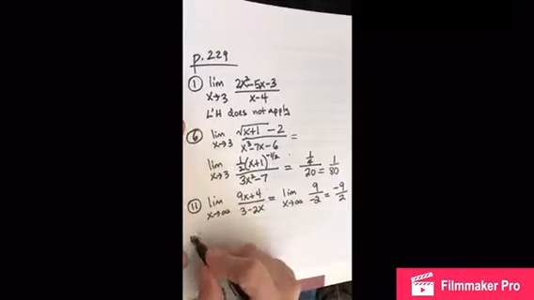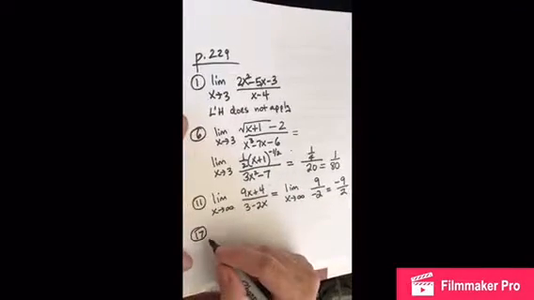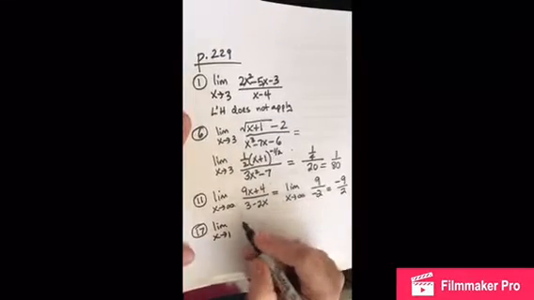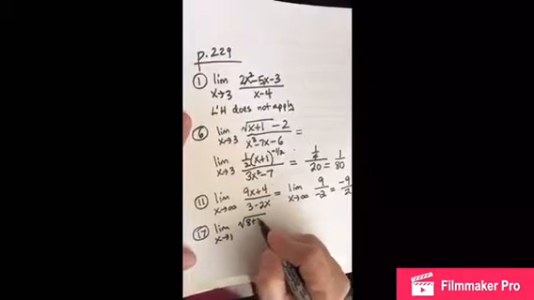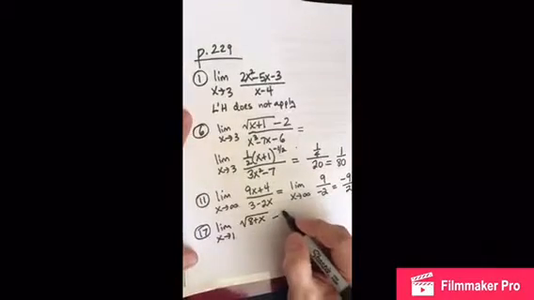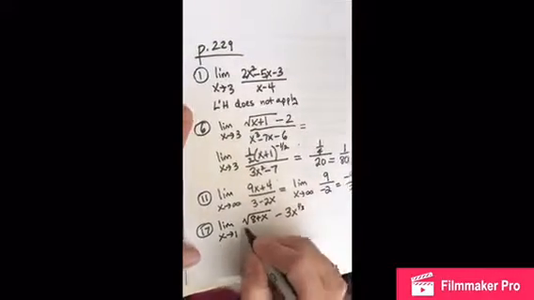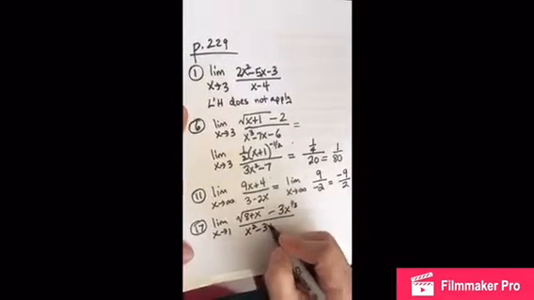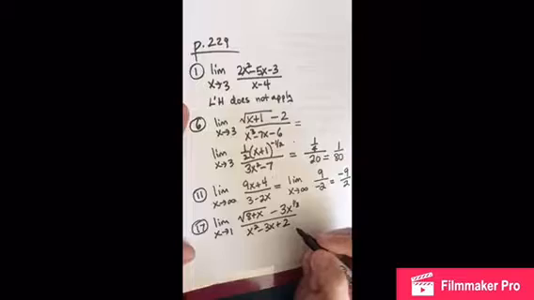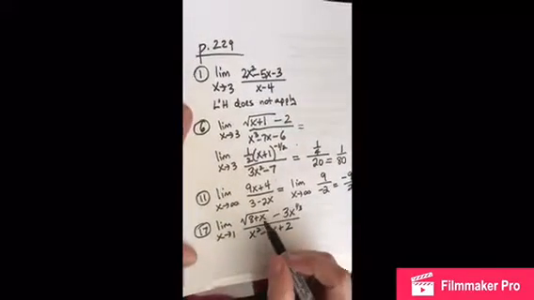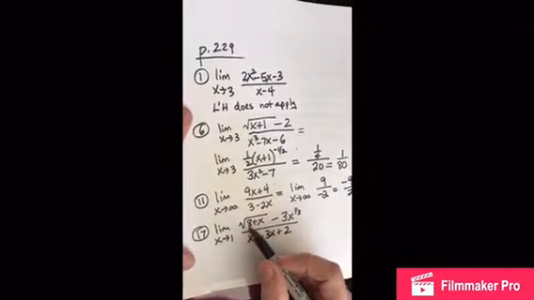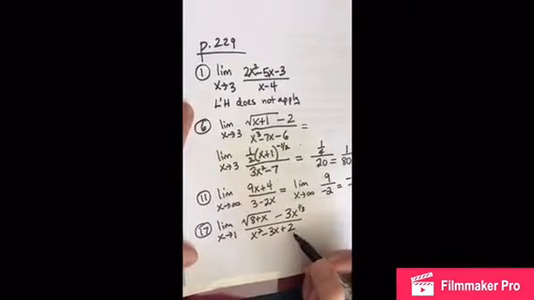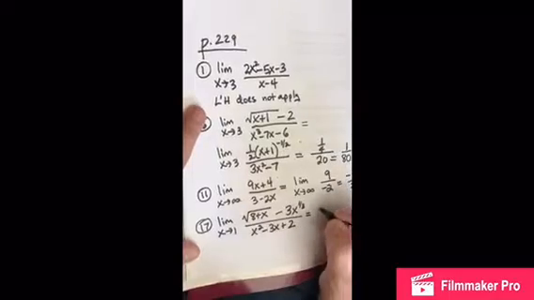Moving right along, number 17 is the limit as x approaches 1 of (square root of (8 + x) - 3x^(1/3)) over (x^2 - 3x + 2). I believe that's a square. Yeah. So if we put a 1 in there, we are going to get 3 minus 3, and if we put a 1 in the denominator, we get 0 also. So we would use L'Hopital's.